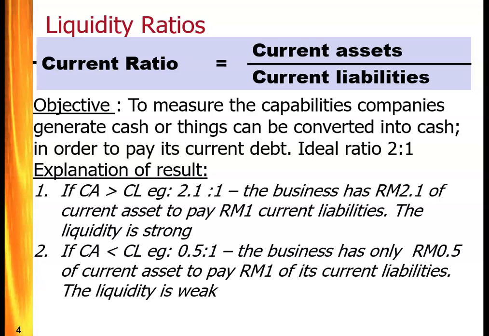However, if the current asset is less than the current liability, for example, the result shows 0.5 to 1. So 0.5 represents the current asset and the 1 represents the current liability. So you will explain that the business has only 50 cents of current asset to pay 1 ringgit of its current liability. So you can conclude that the liquidity of the business is weak.